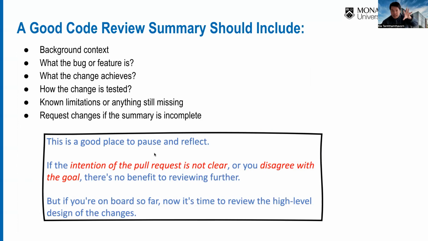In the pull request description, you should explain the background context, what the bug is, what the change achieves, how the change is tested, and note the limitations, anything that is missing, right? Request changes if the summary is incomplete, okay? This is a good place to pause and reflect. If the intention of the pull request is not clear, or you disagree with the goal, there's no benefit to reviewing further, right?